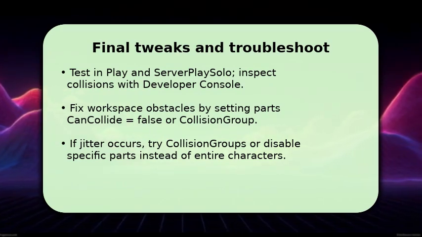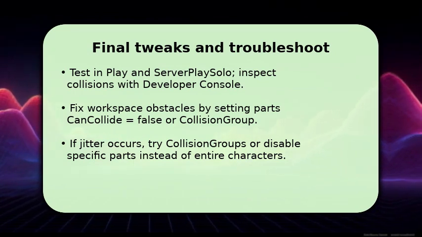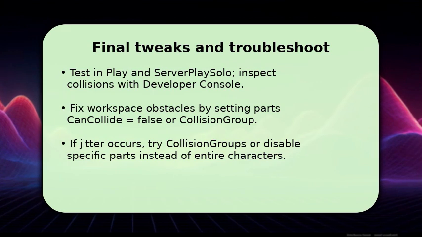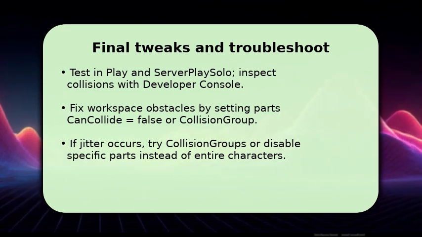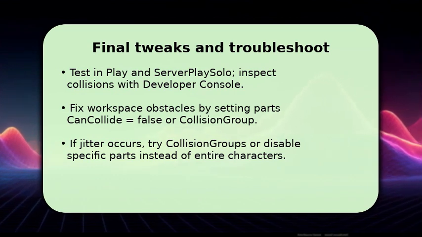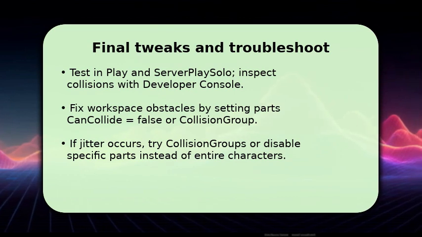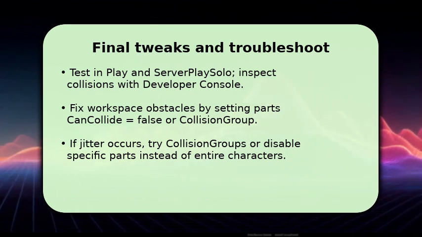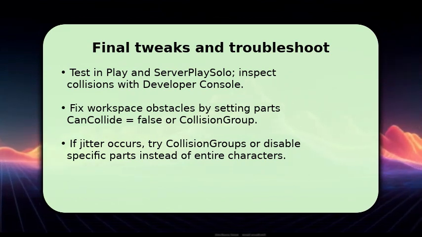If characters still bump into world geometry, adjust problematic map parts by setting their can collide to false or assign them to a separate collision group with no interaction. If you see jitter or falling through floors, revert some parts to collide and use collision groups for selective interactions. That reduces unintended physics. One tip: enable output and watch for errors from your script.